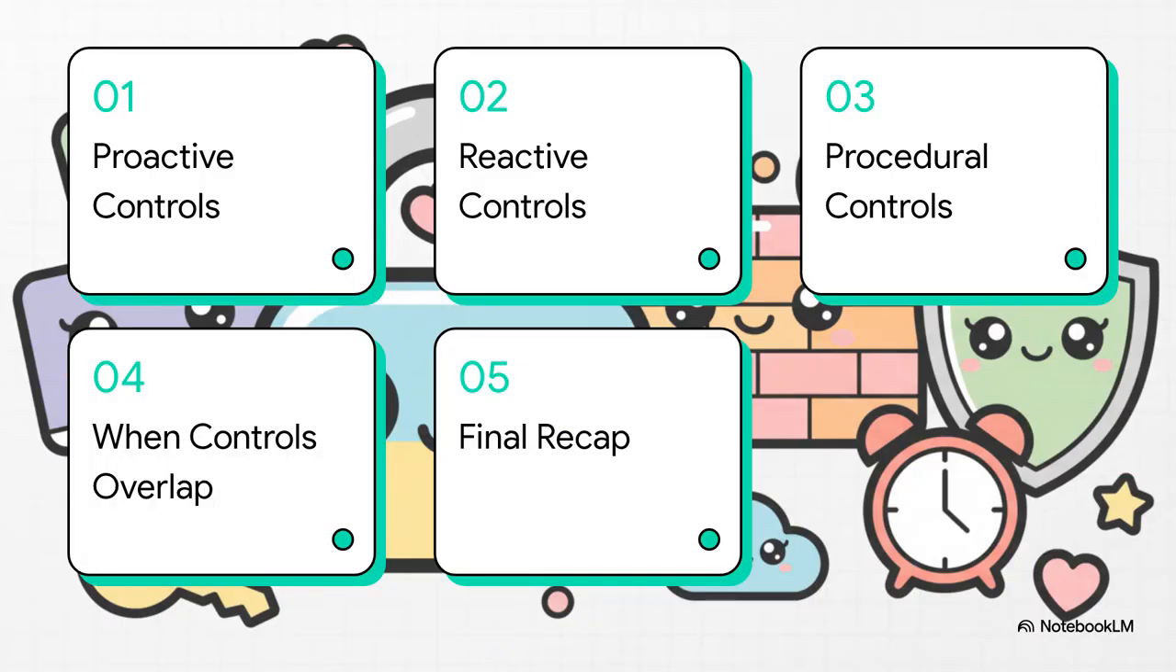Here's our game plan for today. We're going to start with proactive controls. These are the ones that stop attacks before they even get started. Then we'll jump into reactive controls for when something actually happens. After that, we'll look at procedural controls that guide how we should act. We'll even tackle some of those tricky exam scenarios where controls seem to overlap, and then we'll wrap it all up with a big final recap. Okay, let's dive right in.